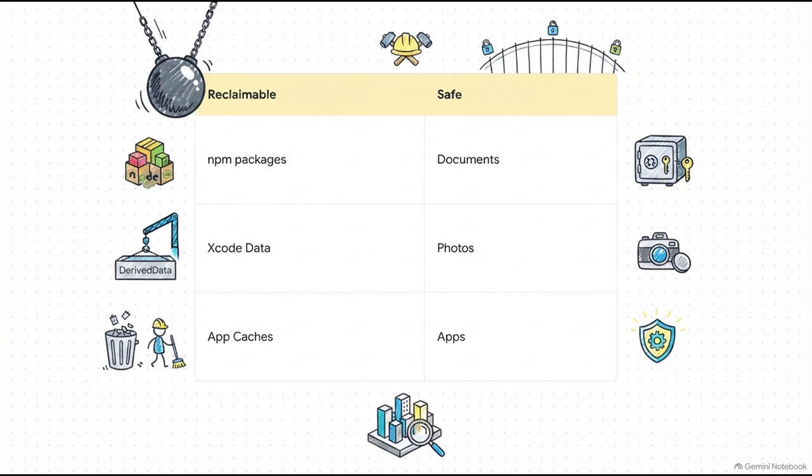It identifies things that are typically safe to reclaim, like massive node modules folders, Xcode derived data, and old build caches, and it separates those from your precious, untouchable files, like personal documents, photos, and your applications. This completely takes the guesswork out of what is actually safe to clear.